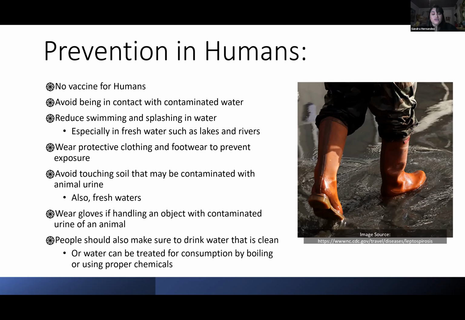People should avoid touching fresh waters and avoid touching soil that may be contaminated with animal urine. Make sure to wear gloves if handling an object that was contaminated with the urine of an animal. People can reduce contact with infected animals, and people should also make sure to drink water that is clean, or water can be treated for consumption by boiling it or using proper chemicals such as iodine tablets or water filters as well.